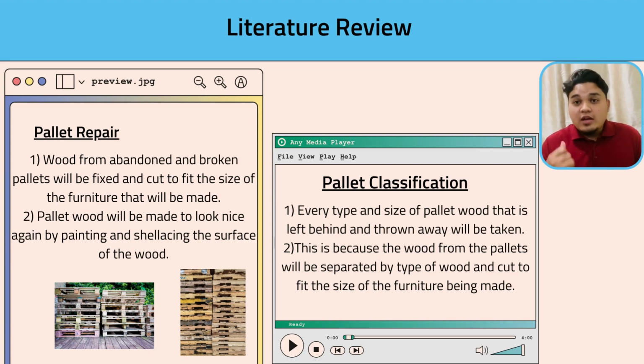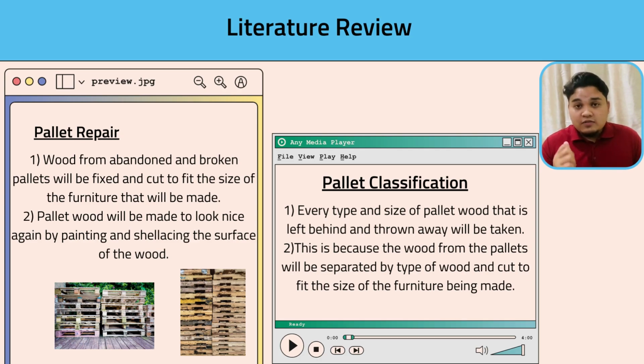Next, I will continue the presentation about the literature review and about pallet repair. For the pallet repair, the wood from abandoned and broken pallets will be fixed and cut to fit the size of the furniture that will be made. Next, the pallet wood will be made to look nice again by painting and shellacking the surface of the wood, so that we can see the pallet wood is beautiful and shining.